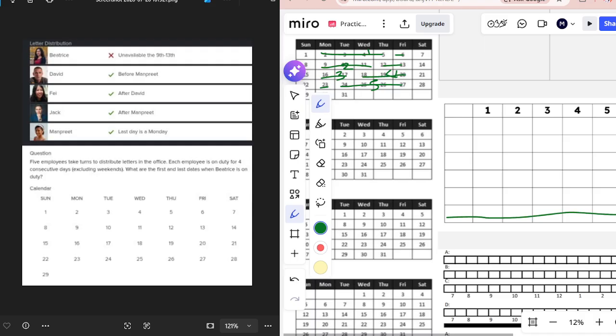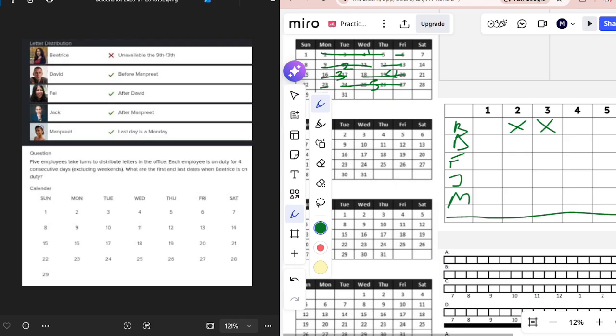So now let's arrange Beatrice, David, Faye, Jack, Manpreet. Starting from the top, Beatrice is unavailable from the 9th to 13th. The 9th falls in the second to third week. So Beatrice is not available in the second and third week.